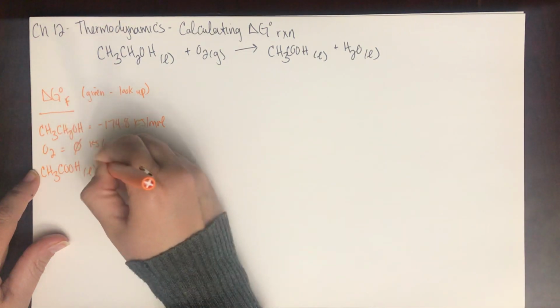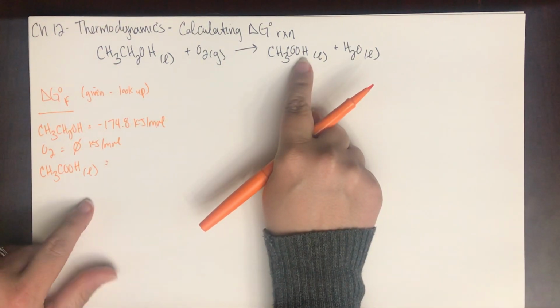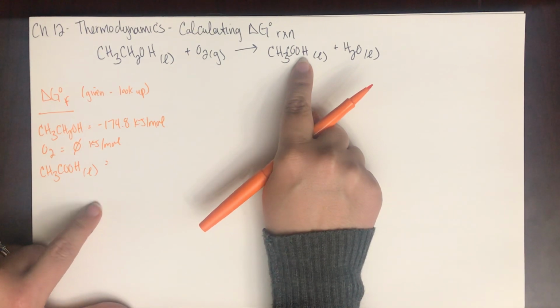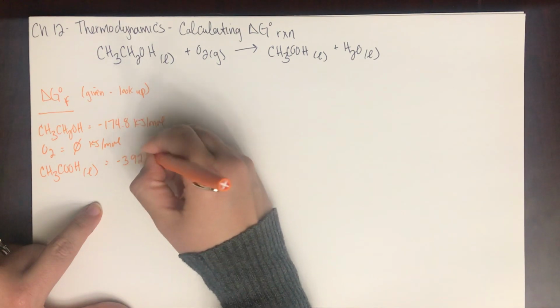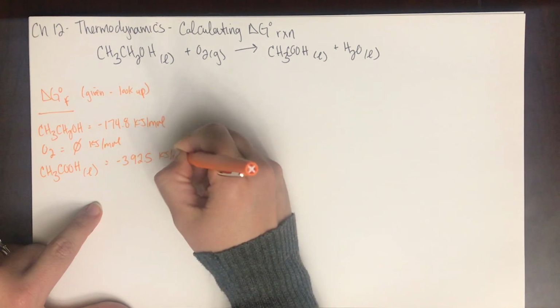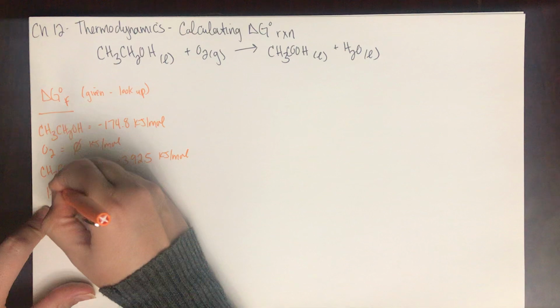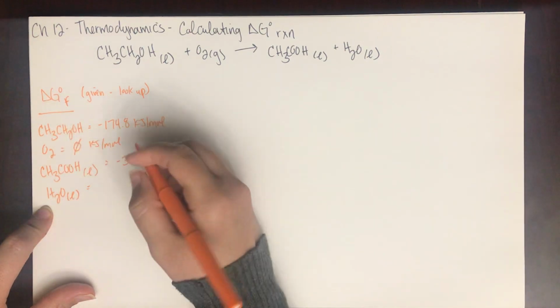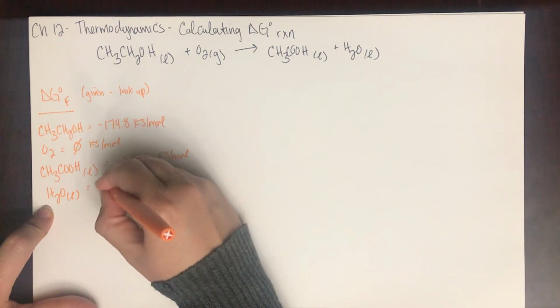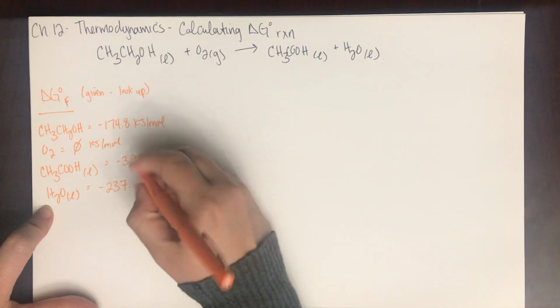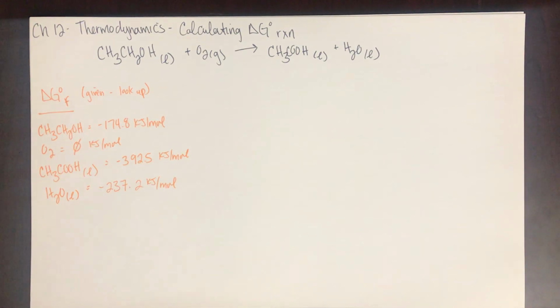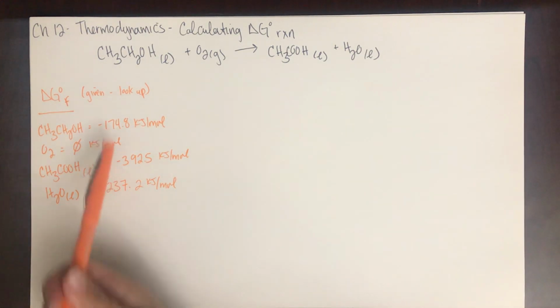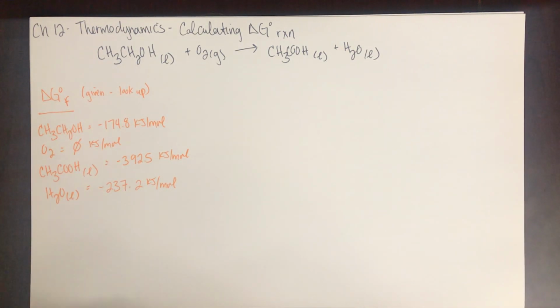For acetic acid, the standard free energy is negative 392.5 kilojoules per mole. And for liquid water, it is negative 237.2 kilojoules per mole. So again, these are the standard free energies of formation that are given in a problem or you're looking them up.